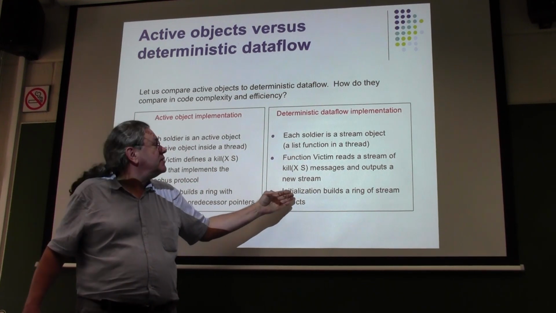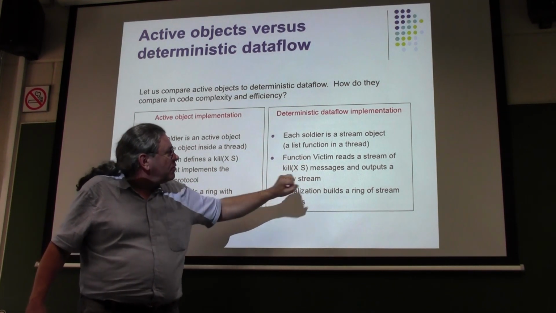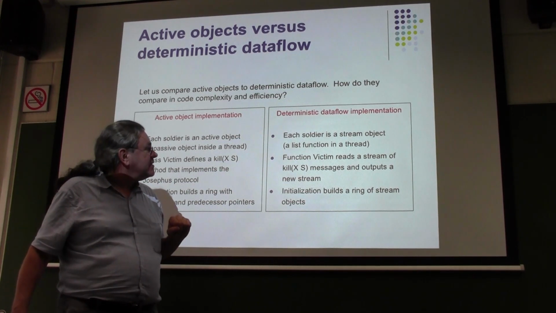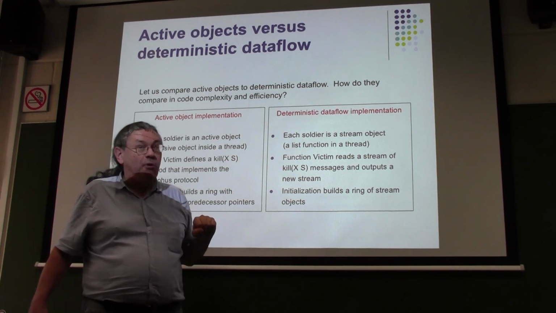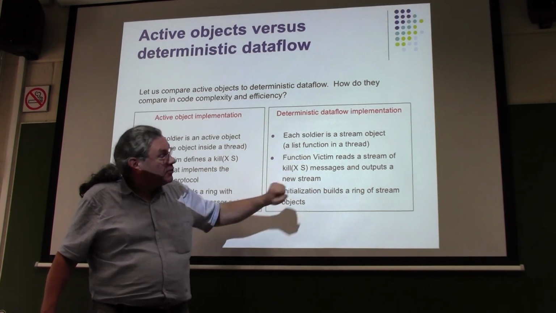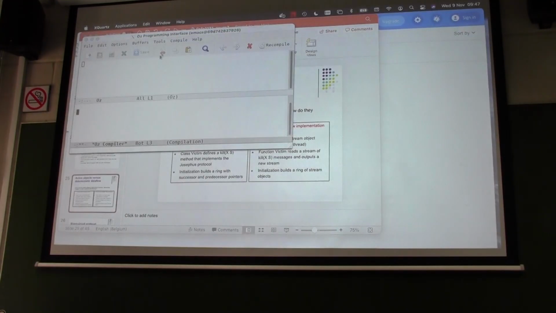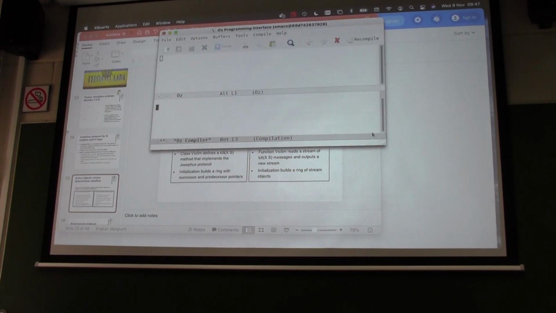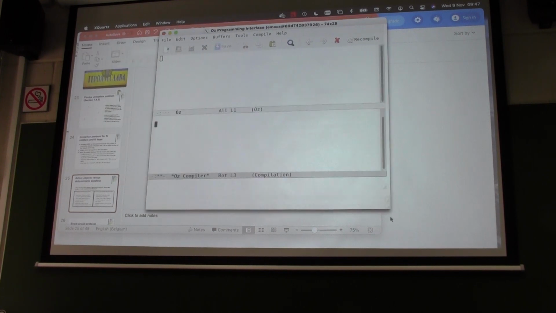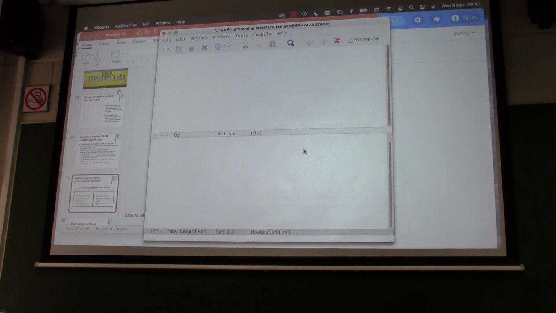You have streams, stream objects. This is the pure declarative way of doing things. And so protocols are defined in a slightly different way, and you'll see how it works. Okay, so let me first refresh and put in the active object, and then we'll go to the deterministic data flow.